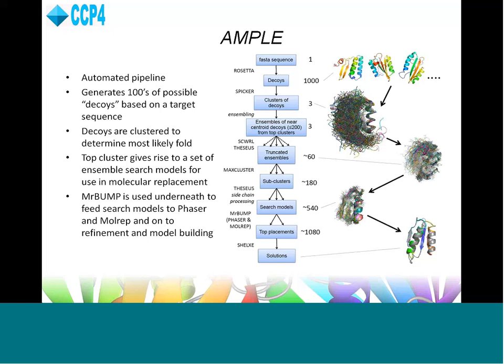Just a bit more about AMPLE. What it does is generate hundreds or possibly thousands of possible decoy models using Rosetta. These decoys are then clustered to try and get an idea of what the most likely fold is. The top cluster is then taken on for further processing, and from that cluster, several ensembles are generated. These are then fed into Mr. Bump, which in turn passes them into Phaser and MolRep for molecular replacement against the target.